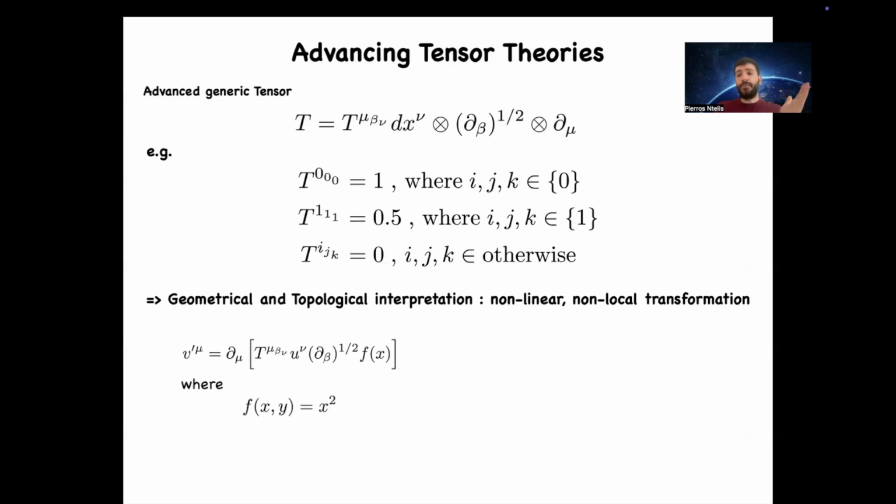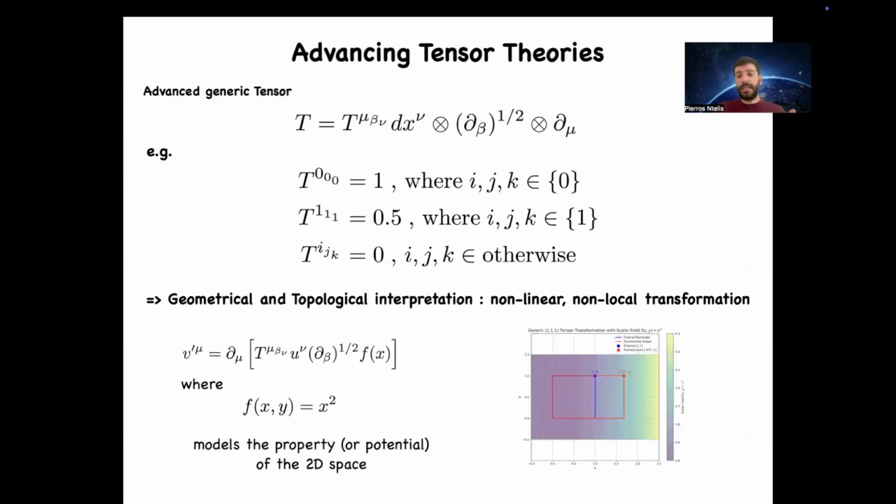It transforms a vector non-linearly, but takes into account the non-local behavior of the property of the 2D space, which is described by this scalar field f(x,y), which in our case is a simple function of x squared. And this models the property or potential of the 2D shape. And then I can build other kinds of transformation that take into account this kind of property.